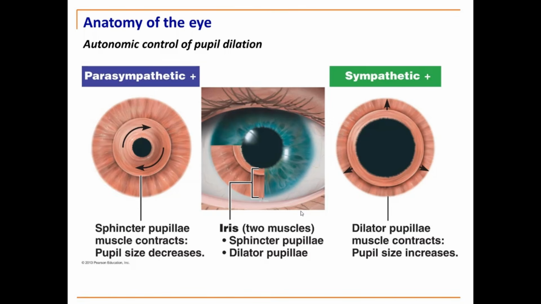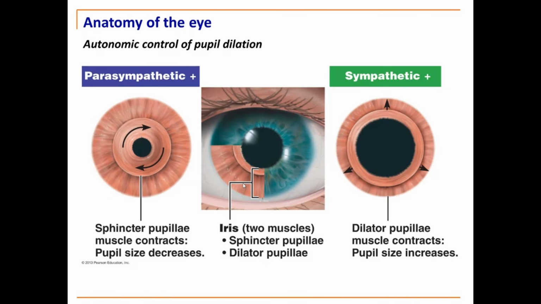So just quickly going on to a little bit of anatomy and how we control pupil dilation and pupil constriction. And it's done under autonomic control. So if we're looking at the iris, in particular, you've got two muscle groups. You've got the sphincter pupillae and the dilator pupillae.